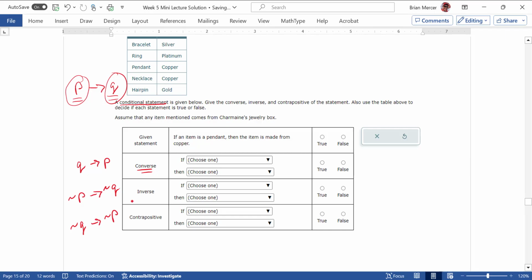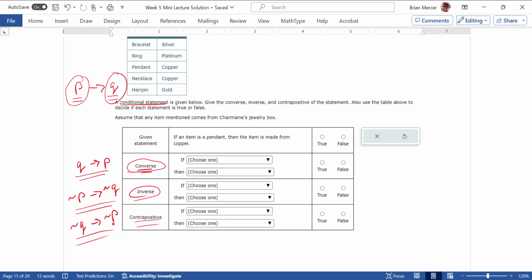So that takes writing it out a few times, making flashcards, memorizing, whatever it is, but those are straight up definitions. Converse means reverse order, inverse means negate them as they were originally, contrapositive means reverse them and negate them. So once you understand those definitions, then these really aren't so bad.